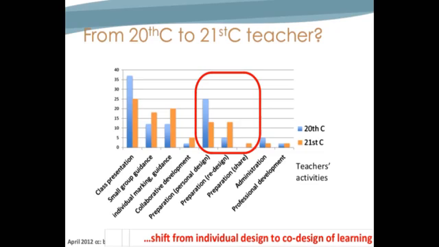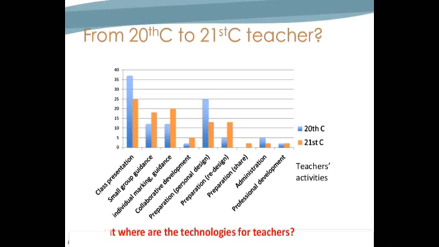Whole class teaching won't do that. A shift from individual design to co-design of learning, where teachers are no longer just the craft amateurs working with their own particular class. They now become part of a professional body all working together. And there has been a move towards that. But what I don't think we see are the technologies to help teachers.